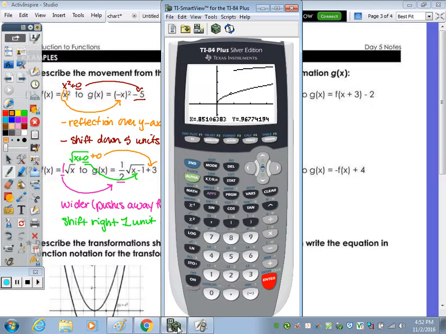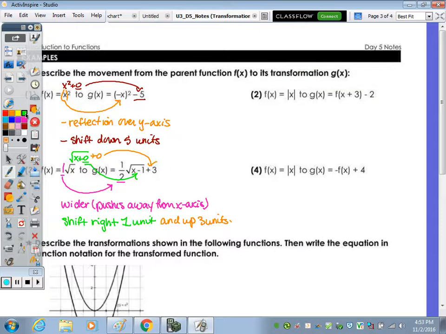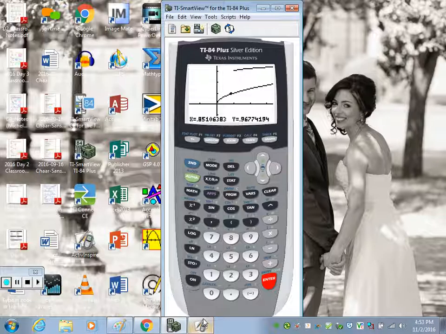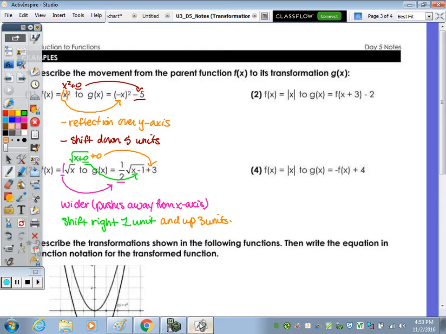We go back. As you can see it go up. It did get wider as it went farther away from the x-axis, but what we're having a hard time seeing is that it's going right 1. So that's why we don't see it connect. Oh, that's why. Because we don't see it touch the y-axis, because that's where x is 0. It starts over at the 1. Silly me. All right, back to the notes.